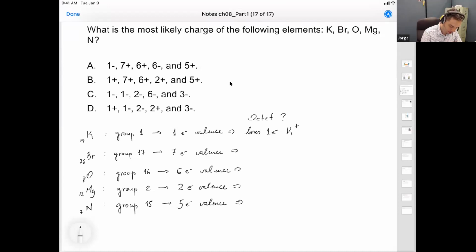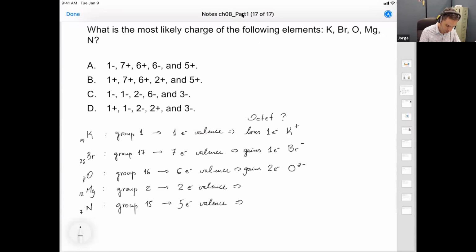For the bromine, we have 7. It's so close to 8 that gaining 1 electron will be easier. When bromine gains 1 electron, it becomes negative because it was only 1 electron gained, 1 minus. Oxygen, 6 electrons. To get to 8, we need to add 2 more. Therefore, oxygen gains 2 electrons and becomes O2 minus. Okay. 2 because 2 electrons were gained, and that yields a 2 minus charge.